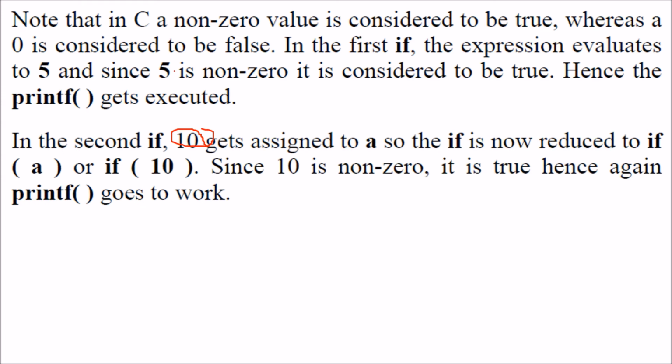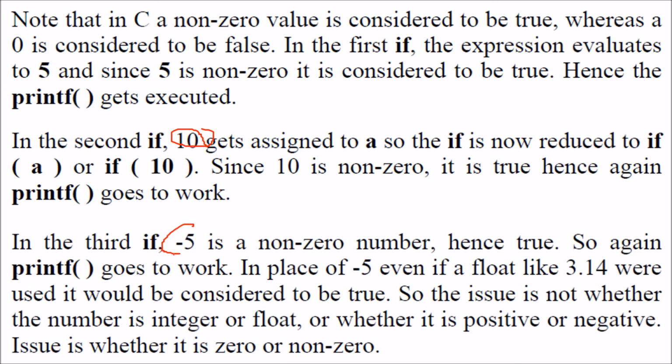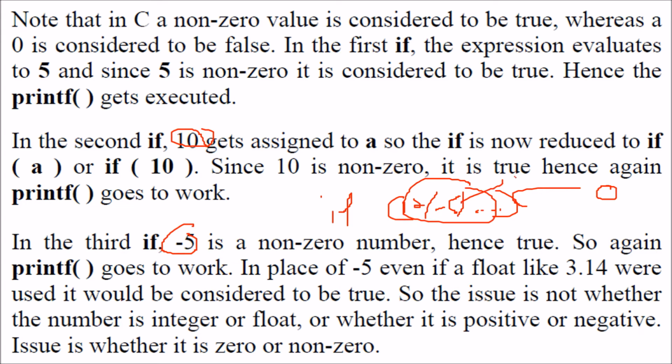10, 5, minus 5, no worry. Any number 10 or minus 5 or any number here other than 0 will always be true. So any number here will be true except 0.